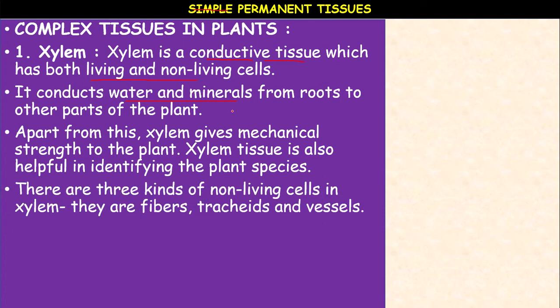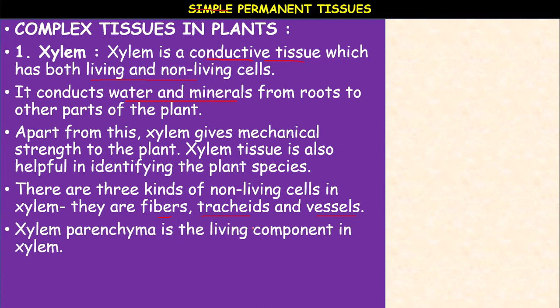There are three kinds of non-living cells present in the xylem. What are they? They are fibers, tracheids, and vessels. Xylem fibers, xylem tracheids and xylem vessels are the three kinds of non-living cells present in xylem tissue. Xylem parenchyma is the living part of the xylem tissue.